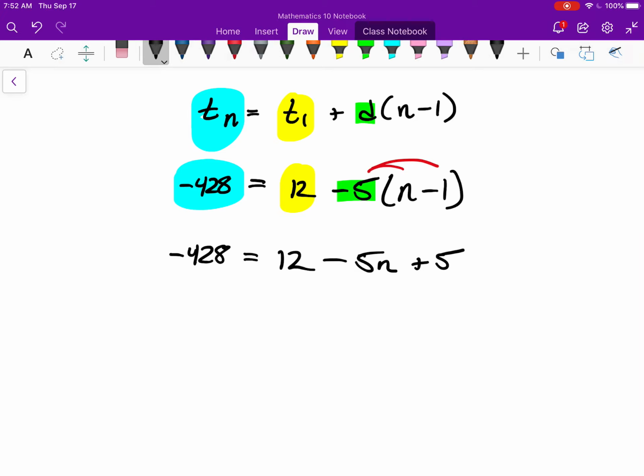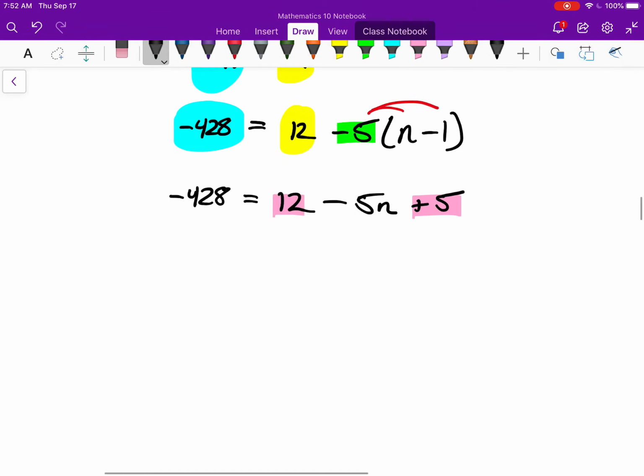Then I have a few choices here. Let's combine these two together to make it a little bit simpler looking. So negative 428 equals, instead of 12 minus 5n plus 5, I'll just put 12 and 5 together, so 17 minus 5n.